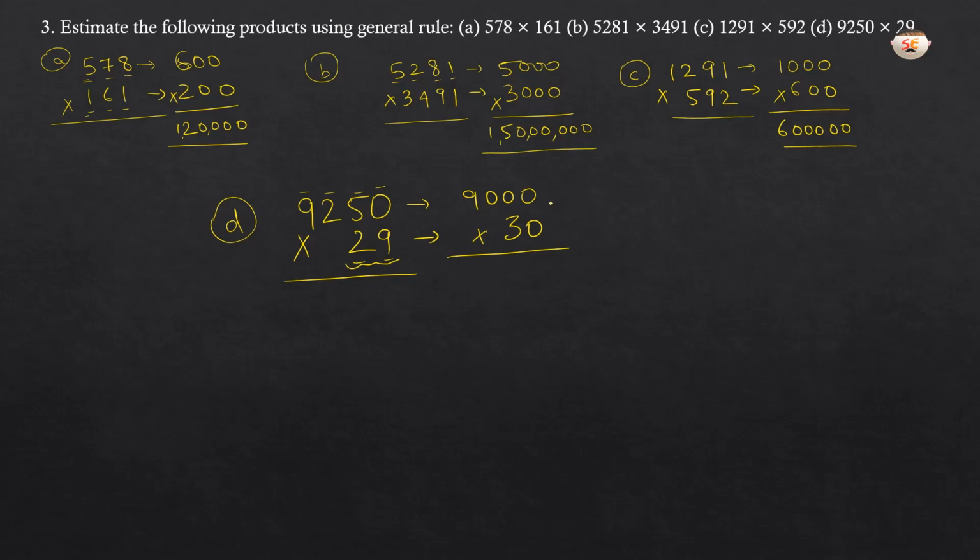After that, we will multiply these two numbers for getting the final result. 9 threes are 27. Number of zeros, 3 and 1, 4. Therefore, the final result is 2,70,000. Okay.